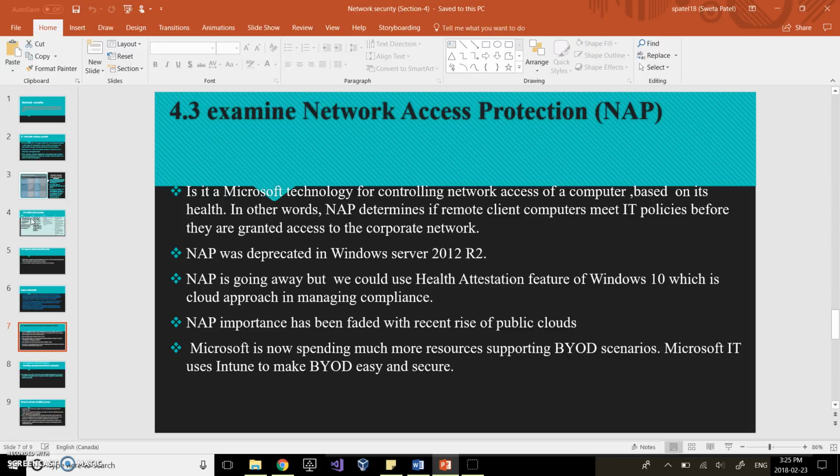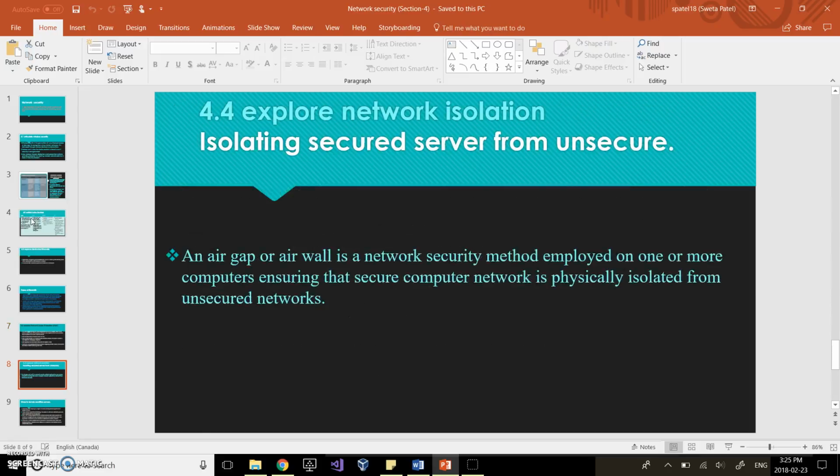NAP's importance has faded with the recent rise of public clouds. Microsoft is now spending much more resources supporting BYOD, which is bring your own device, scenarios. Microsoft IT uses Intune to make BYOD easy and secure. That's the last and fourth topic, which is exploring network isolation.